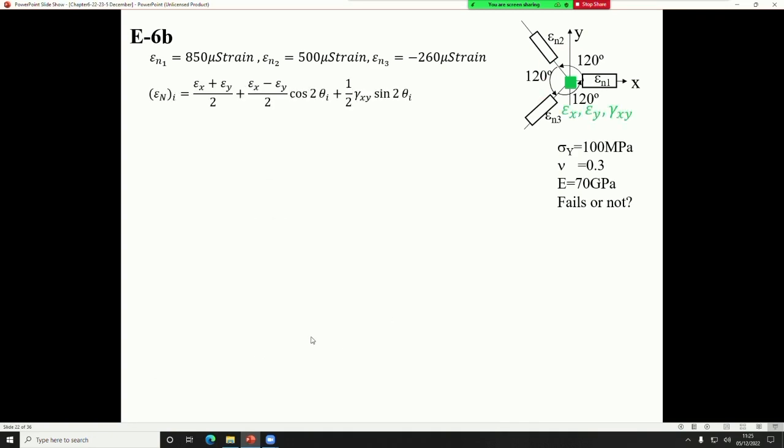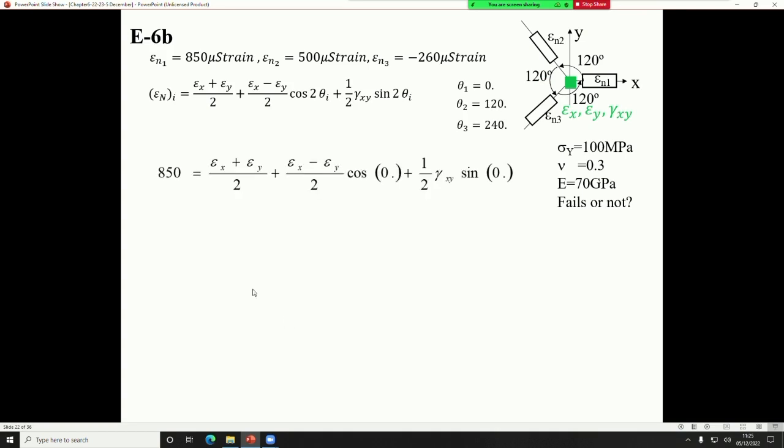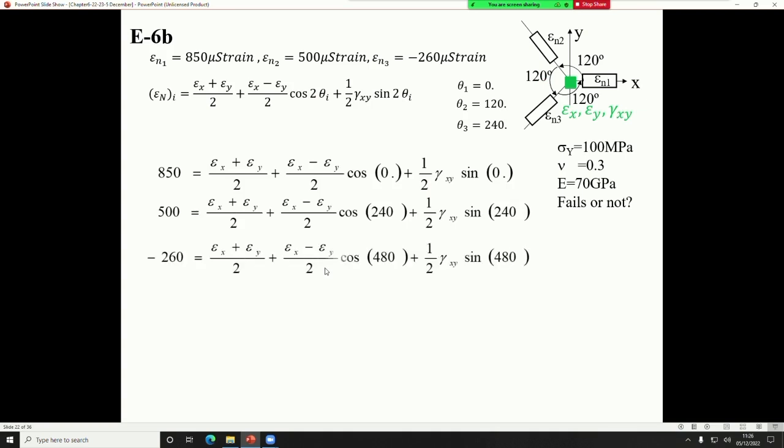So theta 1. I write just the equation once and substitute the values, and this is what you should be doing in the exam. Don't write these three times and then substitute the values. It's just time consuming. Write it just once and then substitute the three angles, and from there we get the three simultaneous equations and we can find the three strain components.